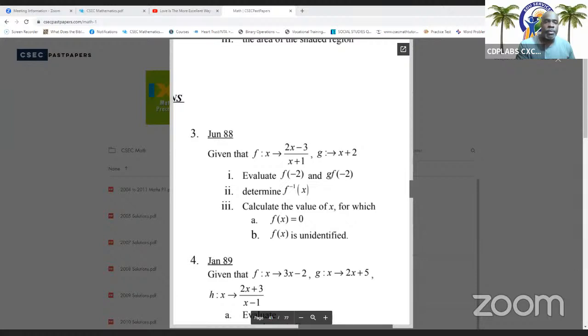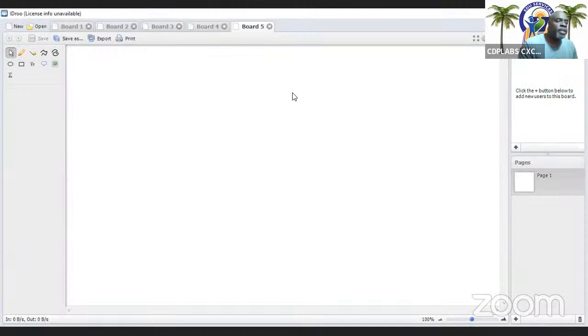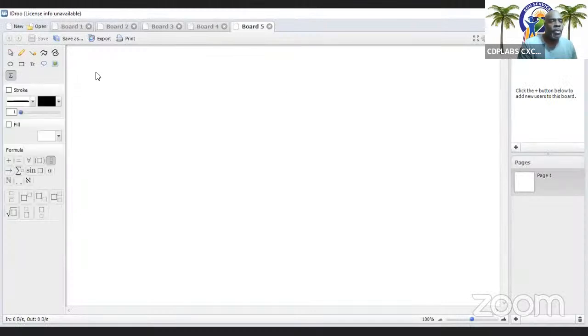So let's go to our whiteboard now. So we're going to calculate the value of x for which f of x is equal to 0. So first of all, f of x is equal to 0. So we need to find that out now. What are the values of x when f of x is equal to 0?